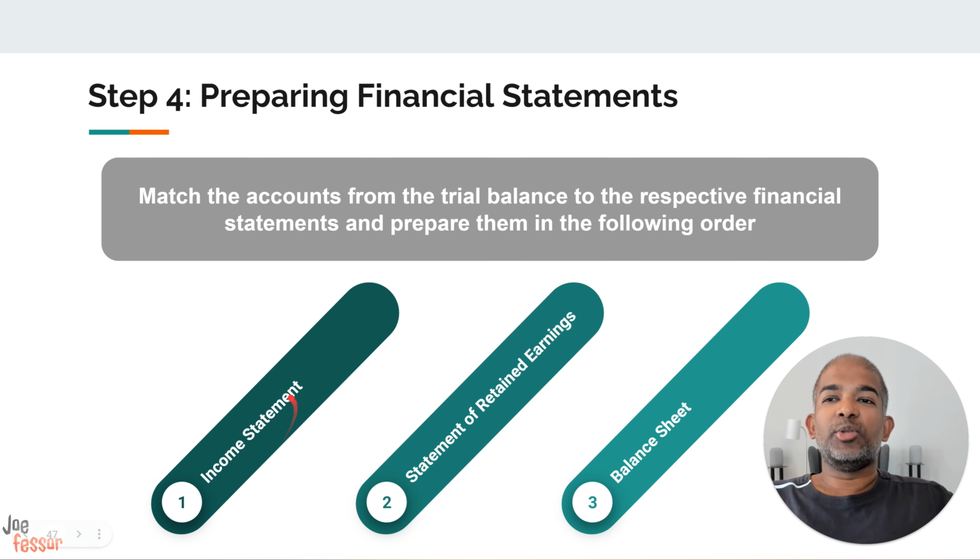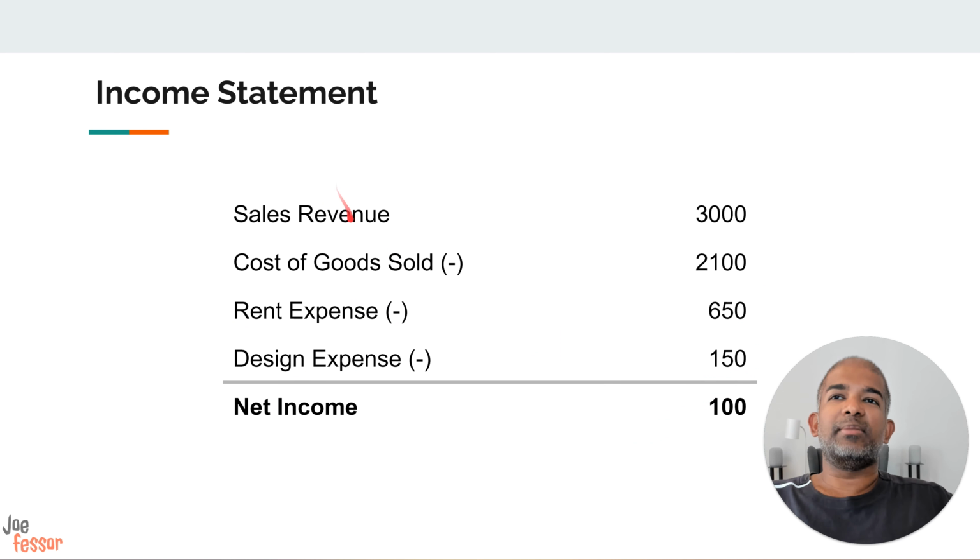Why do you do that first? Because using the net income you calculate in the income statement, you can use that information for creating the statement of retained earnings. Once you have the retained earnings balance, you can use that in creating the balance sheet. Let's see how to do that in our example. First, for the income statement, we have a sales revenue of 3,000.